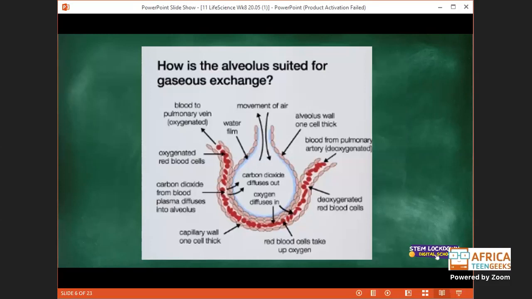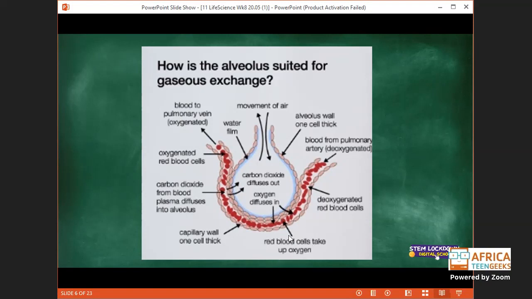Okay, and we also looked at how the alveoli, or alveolus, is adapted for gaseous exchange. Remember, we said that here we have the movement of air, right? And here we have our blood capillary, okay? And then the alveolus wall is 1 cell thick. So that is our squamous epithelium, right? And then we have blood from the pulmonary artery. This is the deoxygenated blood. So the blood that comes from your pulmonary artery basically comes from your body cells which underwent cellular respiration.